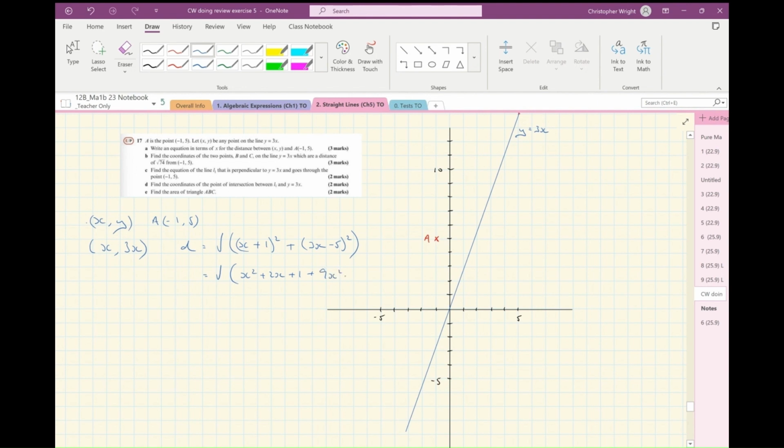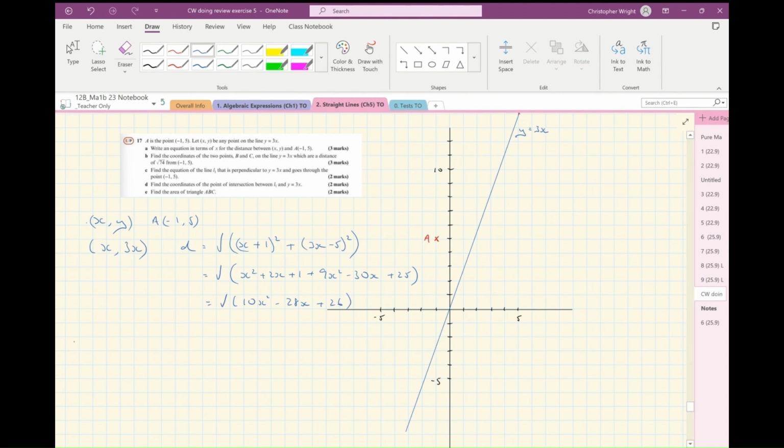9x squared minus 30x plus 25. And now I can simplify that to give me the square root of 10x squared minus 28x plus 26. So there you go, there's an equation for the distance between (x, y) and the point A.